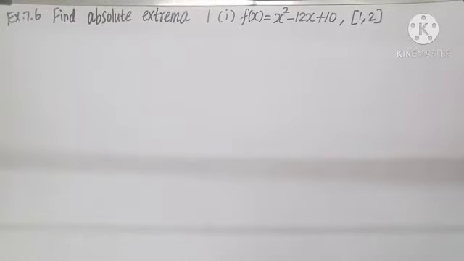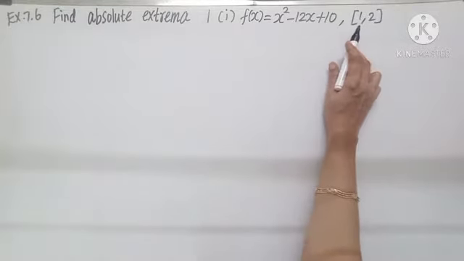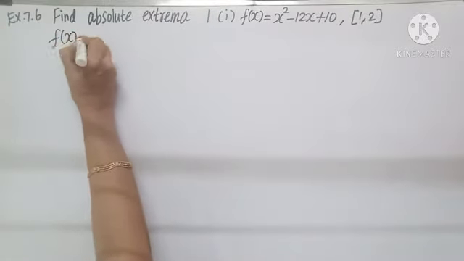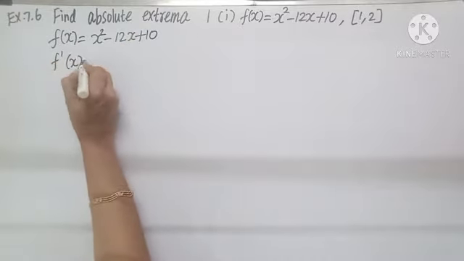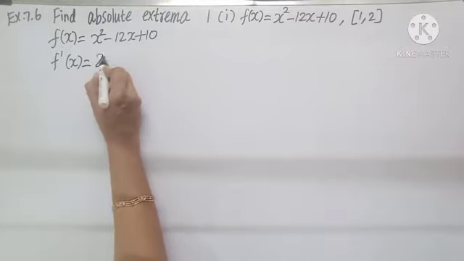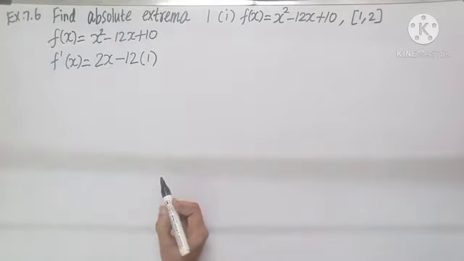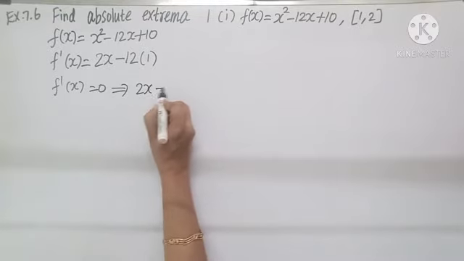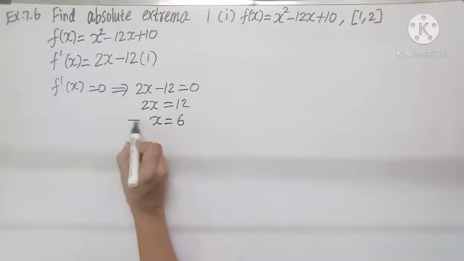Exercise 7.6. Find absolute extrema. f of x equals x square minus 12x plus 10. The given interval is 1, 2. First, let us write down what is f of x. x square minus 12x plus 10. Find the derivative. As I differentiate, x square becomes 2x. 12 into x will become 12. Constant will become 0. Put the derivative 0. I get 2x minus 12 equal to 0.